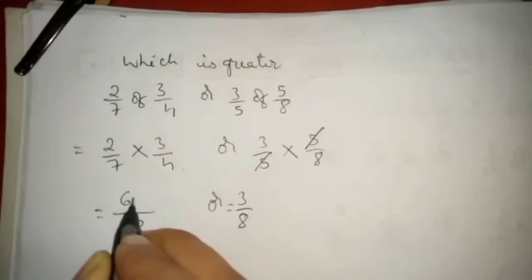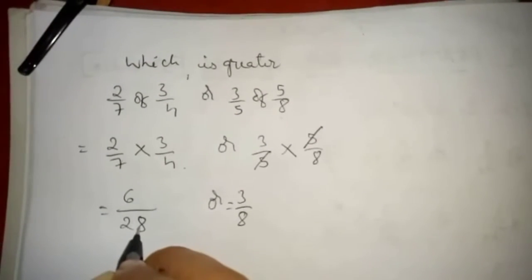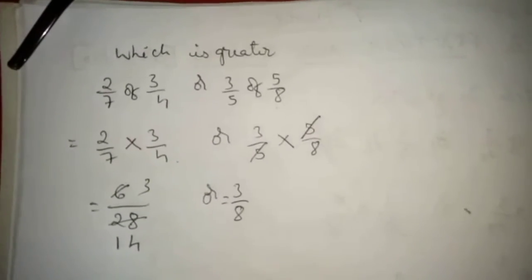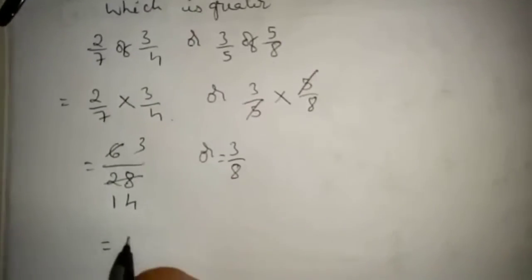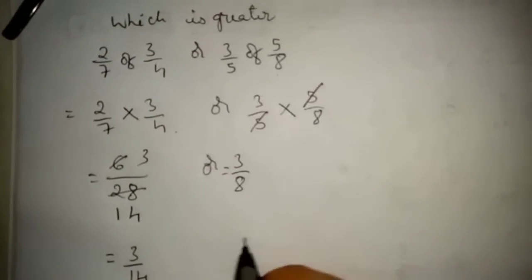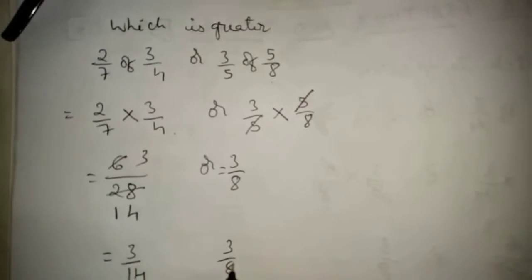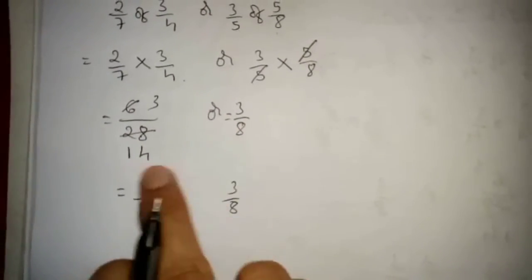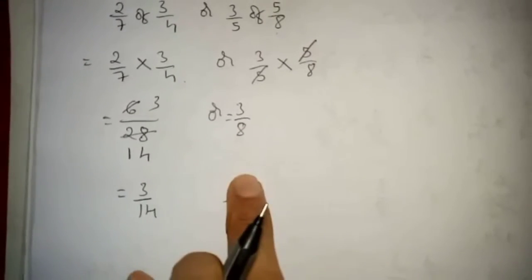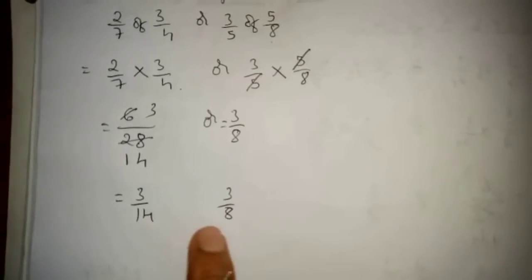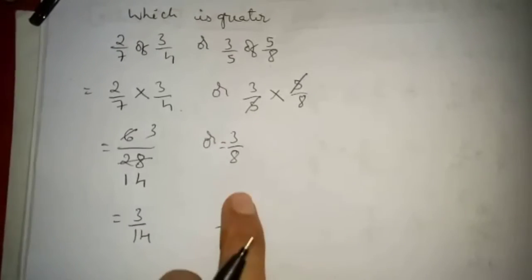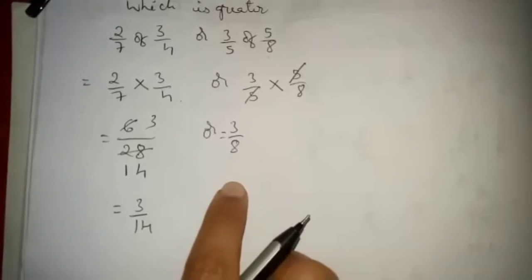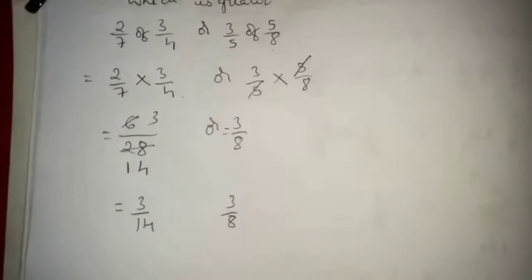Again, this we can divide, right? Both are divisible by 2. So 2 3s are 6, 2 1s are 2, 2 4s are 8. So the fractions become 3 by 14 and here 3 by 8. Now see, the numerators are the same. Numerator the same means you have to look at the denominator. Which is smaller, that becomes the greater. So here 3 by 8 has the smaller denominator. So this becomes the greater.